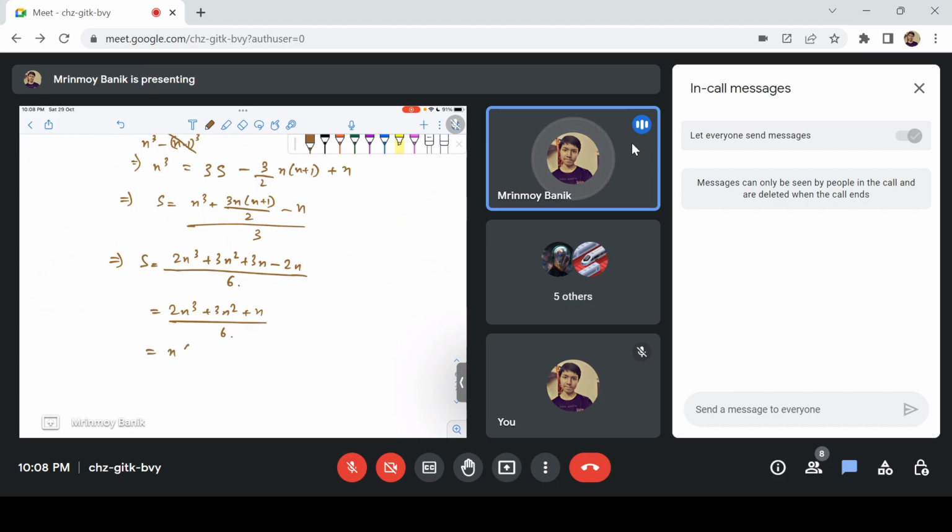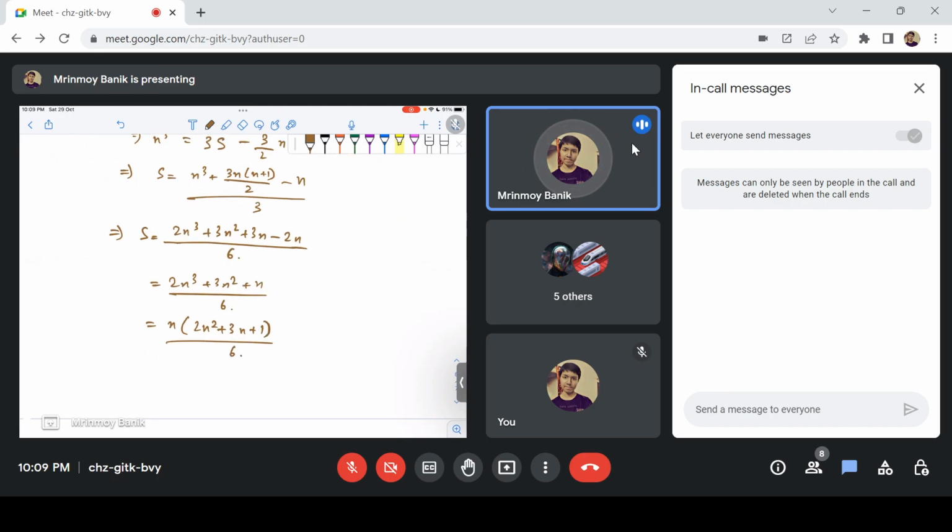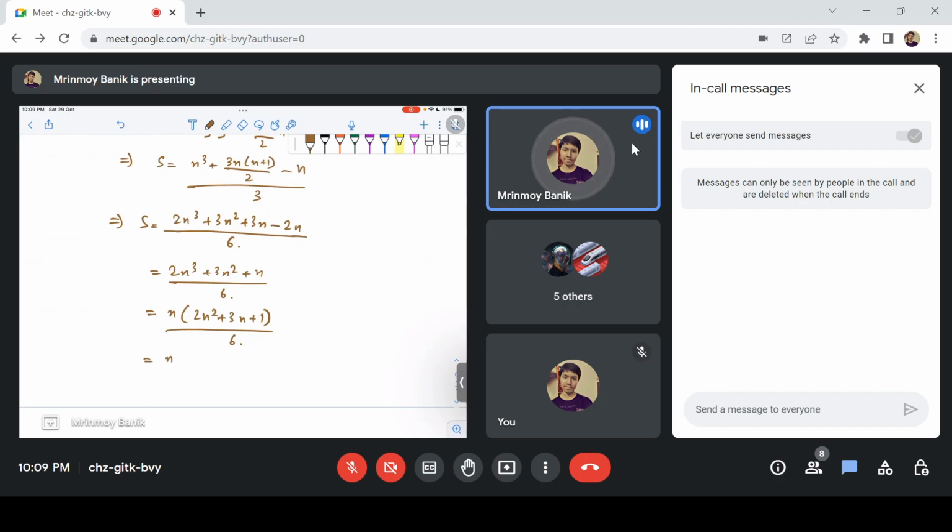We can take common n: 2n squared plus 3n plus 1. And you can, of course, do a middle term factorization. I guess it's n plus 1 into 2n plus 1. Right. So that's it.